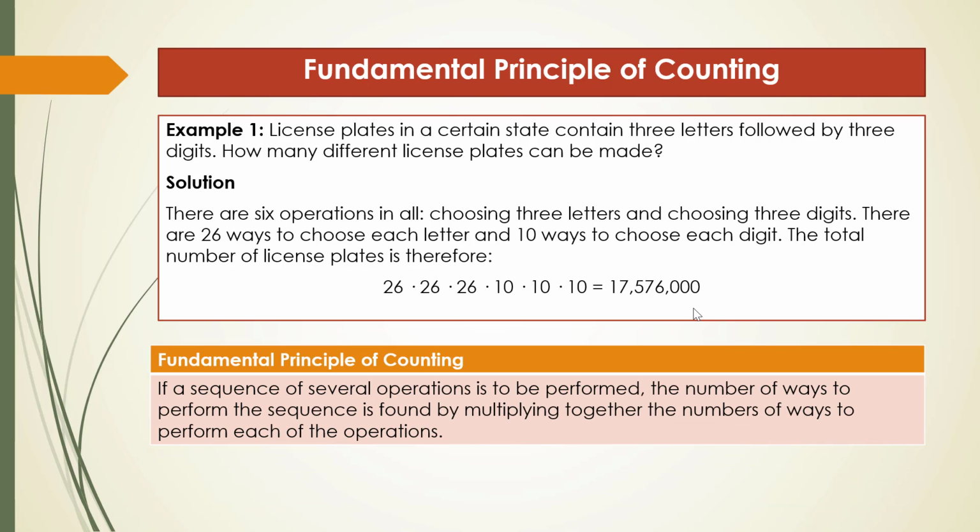So the fundamental principle of counting for a system of more than 2 operations says that if a sequence of several operations is to be performed, the number of ways to perform the sequence is found by multiplying together the number of ways to perform each of the operations. So that was about the fundamental principle of counting.